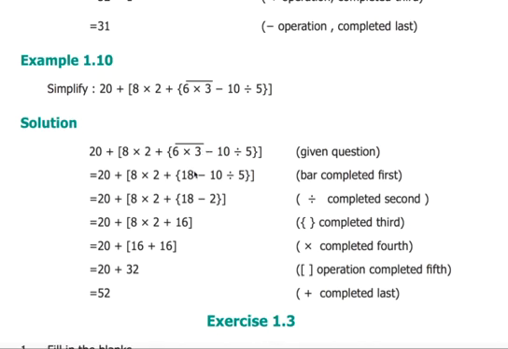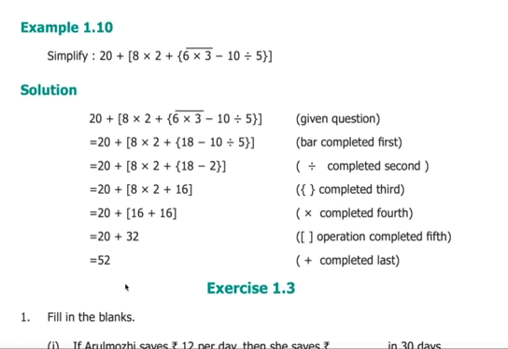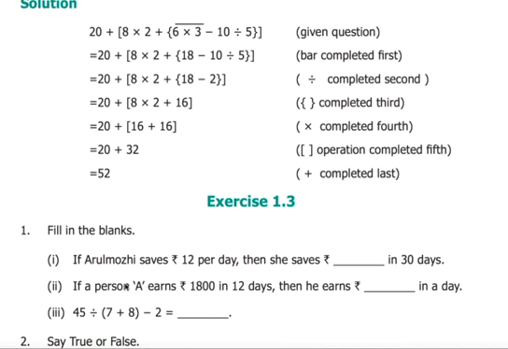6 into 3 is 18. Okay, 10 by 5 is 2. 18 minus 2 is 16. 16 plus 16, 32. Overall cost is, overall it is 52.